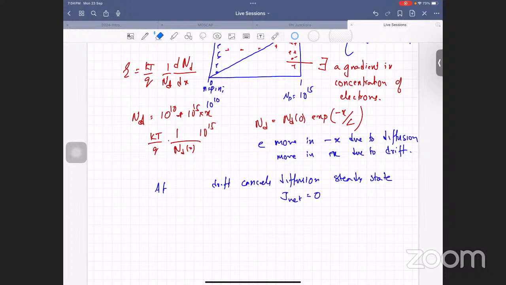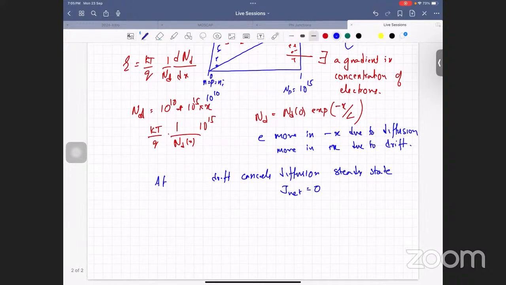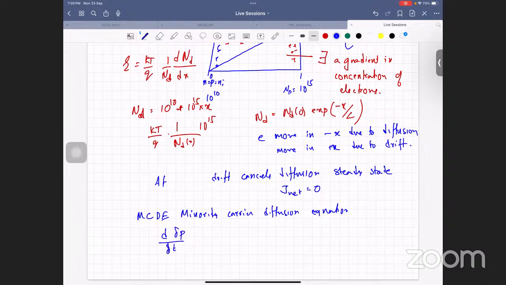Okay. So first of all, for that, you need to solve what we call the minority carrier diffusion equation. And this is what you need to solve. What is this equation? Let's say an excess minority carrier, delta P, in an n-type semiconductor, the first derivative with respect to t, should be equal to what?